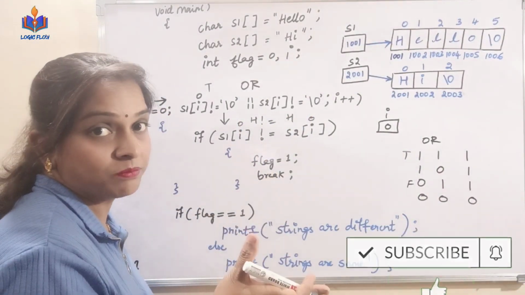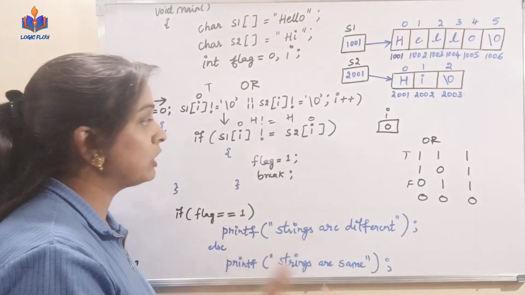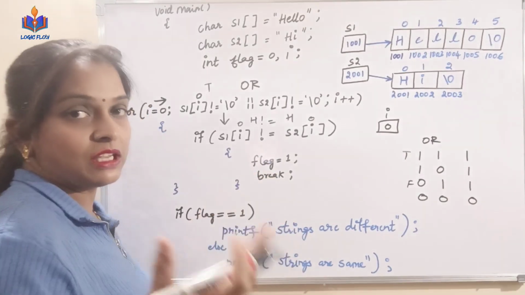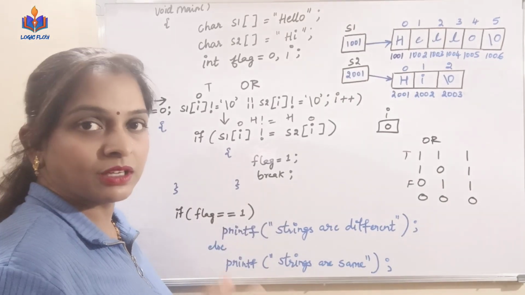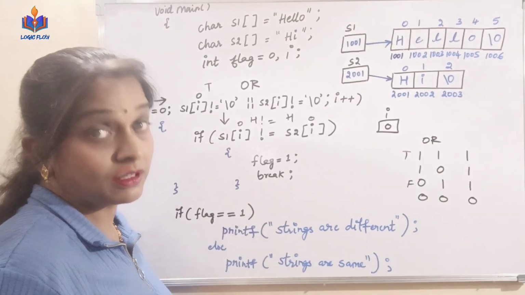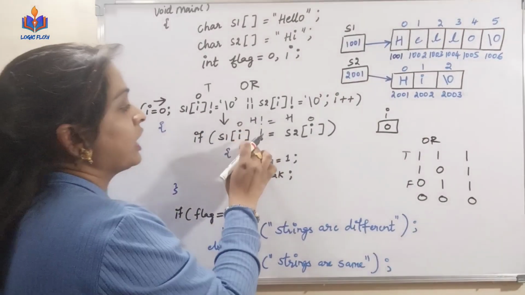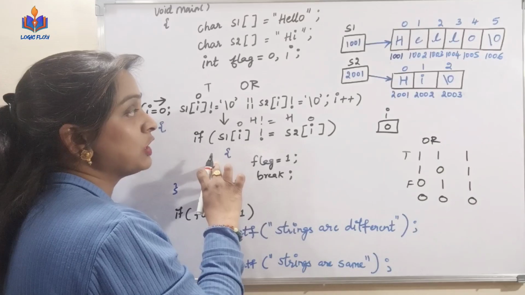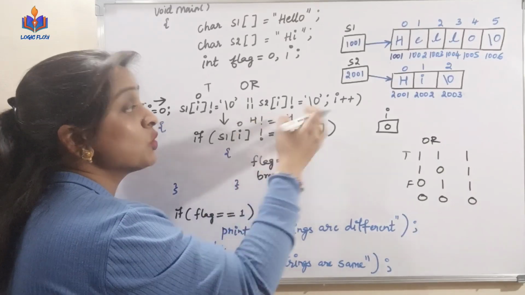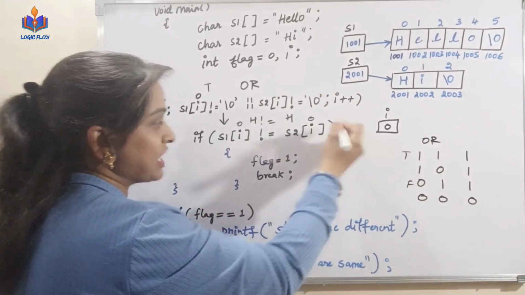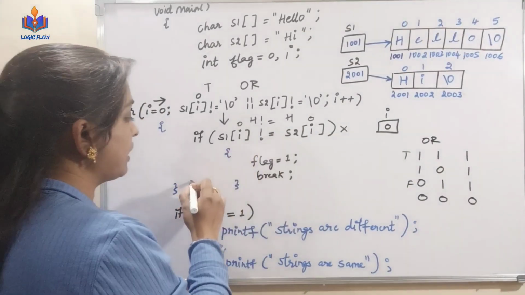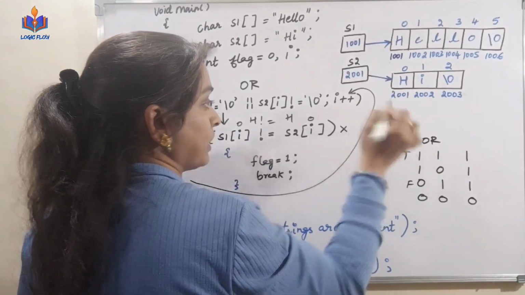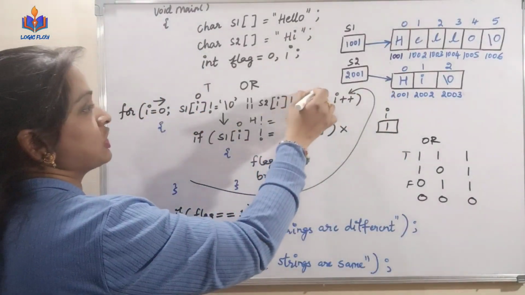No, it is equal. If it is not equal, then I say flag equal to 1 and I should break. When the characters are not equal, I should break. But if it is equal, then I have to proceed. H not equal to H? No, it is equal. Condition not satisfied. This block will not be executed. Then the loop progresses and I gets increased. I becomes 1.